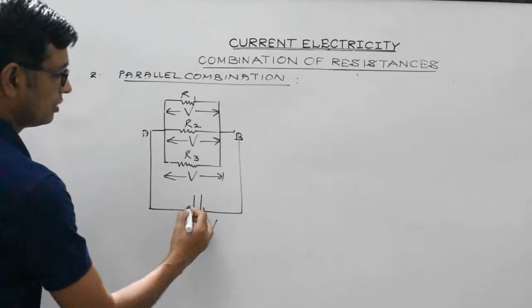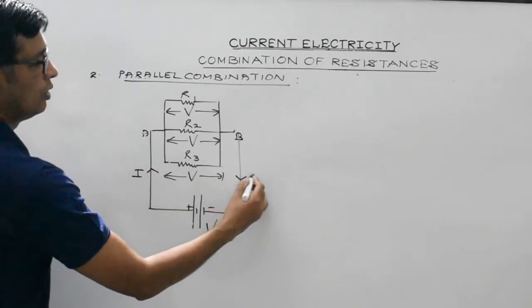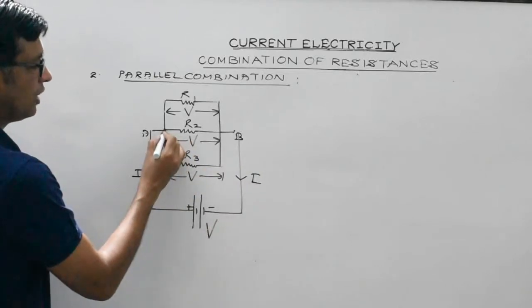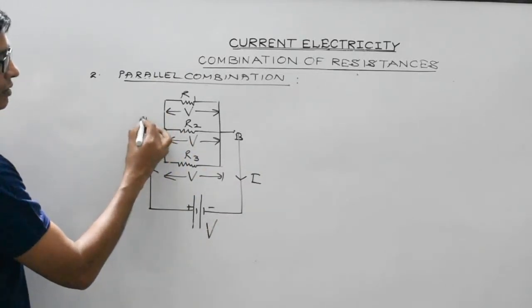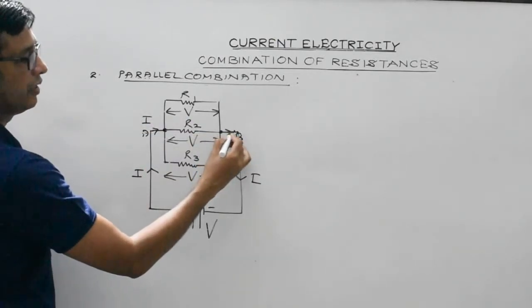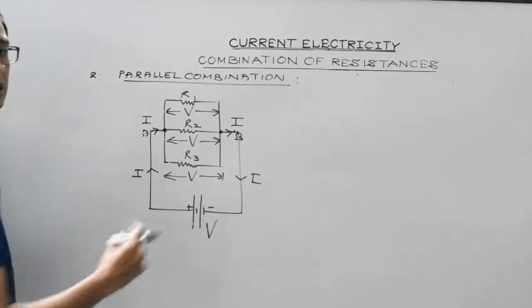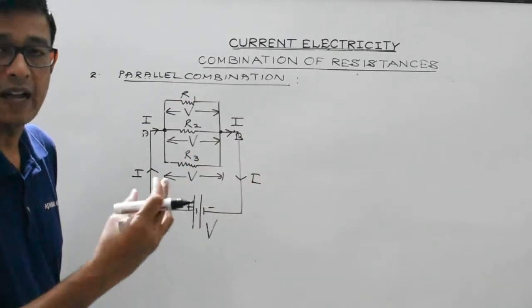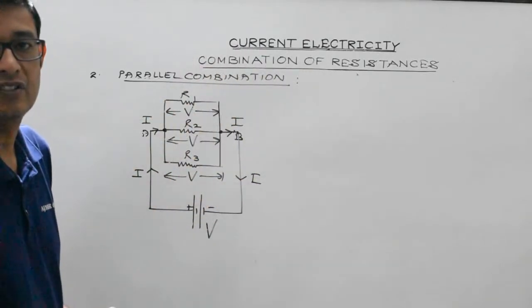Now, current always flows from higher potential to lower potential. This point will act as a junction. Here the net current entering is I, and there is another junction, here the current is leaving this particular circuit. So the current leaving must have the same magnitude as the current which was entering this circuit, right?